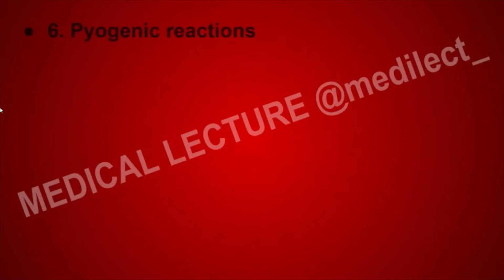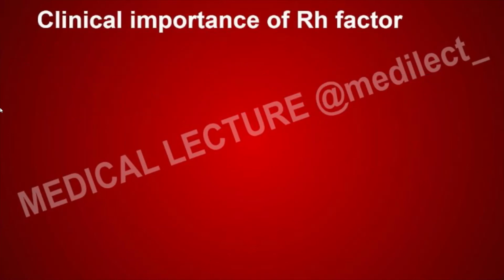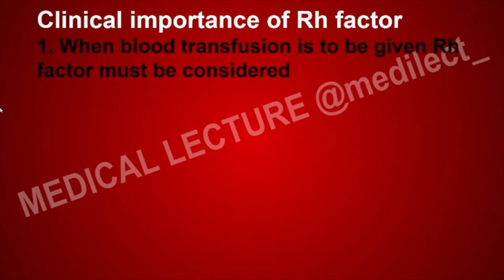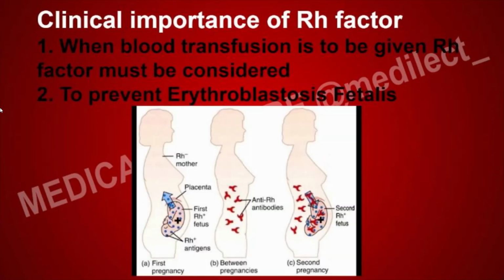Now, pyogenic reactions may also occur, including fever with chills and rigors. Also, allergic reactions may occur, like rashes, anaphylactic shock, angioneurotic edema, and even urticaria. Transmission of diseases like malaria, syphilis, AIDS, and jaundice may also occur. This is a very important topic, the dangers of blood transfusion. Now, what is the clinical importance of identifying the Rh factor? Firstly, when a blood transfusion is to be given, the Rh factor must be considered, otherwise blood transfusion reactions may occur. And also to prevent erythroblastosis fetalis, seen in the Rh negative mother.